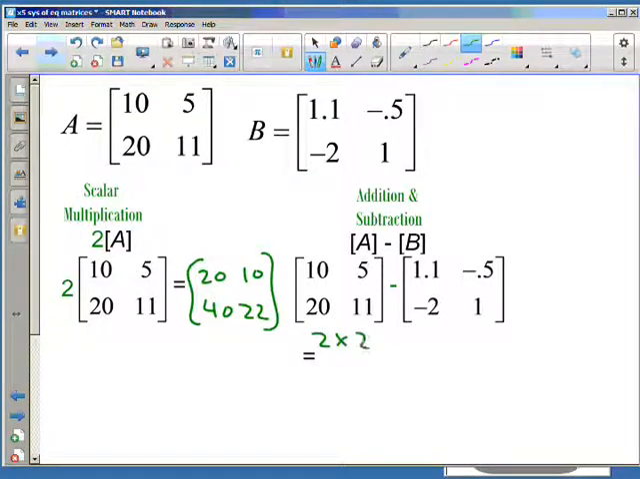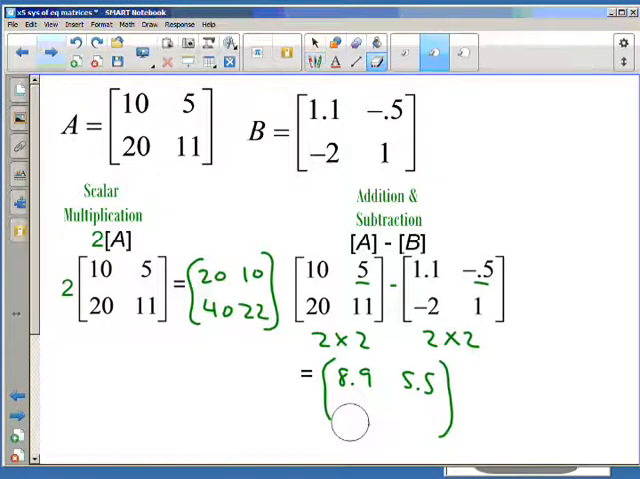A 2 by 2 matrix has got to be added or subtracted by another 2 by 2. So adding and subtracting requires identical dimensions. And in this case, we have a 2 by 2. So to get our values, 10 minus 1.1, 8.9. 5 minus negative 0.5 is 5 plus 0.5. 20 minus negative 2 would be 22. And 11 minus 1 would be 10. So we just take each element and do the operation, add or subtract.